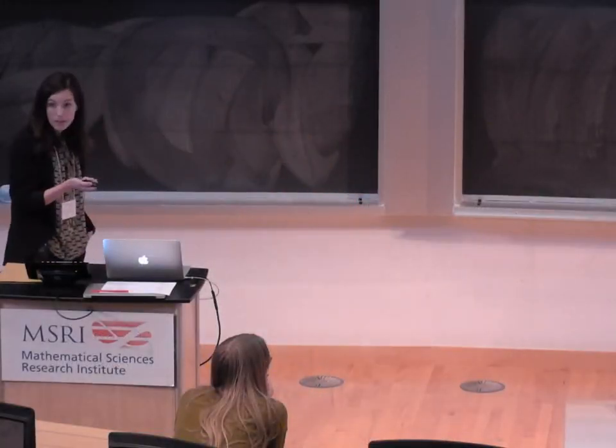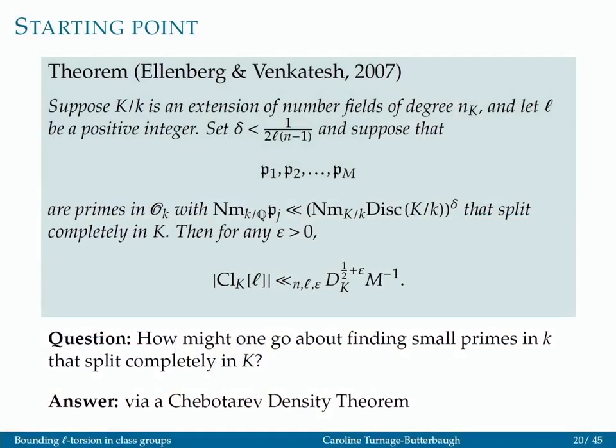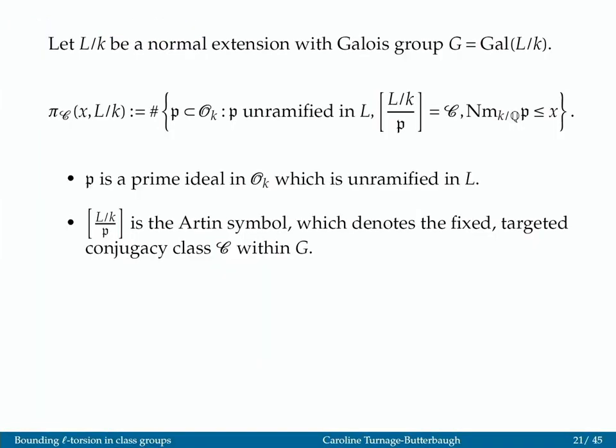Okay, so we want to find small primes, and we're going to do that via a Chebotarev density theorem. The Chebotarev density theorem that Ellenberg and Venkatesh show you can apply to get the result is one due to Lagarias and Odlyzko. In order for me to state it, let me tell you what some of the pieces are that show up in a Chebotarev density theorem.